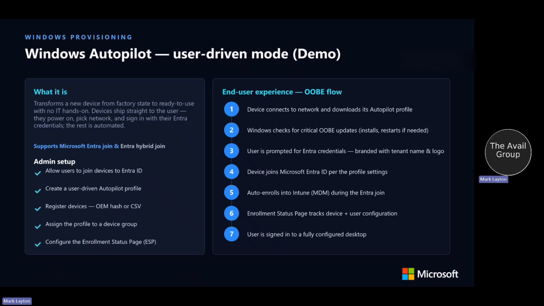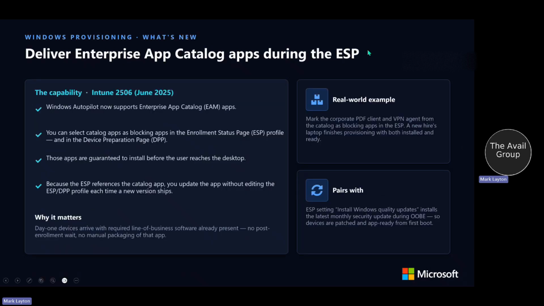Under the old way, under Autopilot, I would have had to go and get the PKID or the tuple or the hardware hash of the devices. But instead, what I did is I did Autopilot. Oh, one more thing, sorry. This is new. Under Autopilot, during ESP, you can push Enterprise App Catalog apps, and you can also install Windows quality updates. Okay, this is Autopilot version 1.